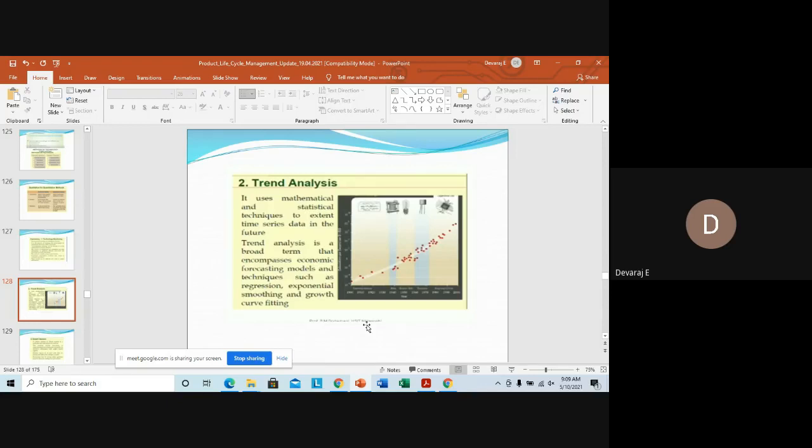For regression you can use equations like y = ax + b, like your straight line equation, y = mx + c. That is also called linear trend analysis. Here y is called the dependent variable, what you want to find, for example age. If you want to find age, y = mx + c.